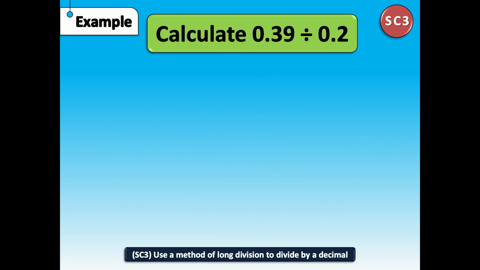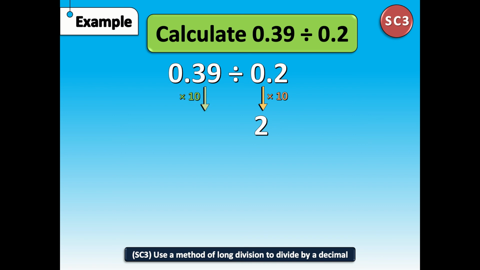Here's another example. This time I want to do 0.39 divided by 0.2. So again, I look at the number that I'm dividing by, which is 0.2, and I need to think, what can I times it by to make it a whole number? So I need to times it by 10, and that would make it 2. So if I times that number by 10, I've got to do the same thing to the first number. So that would make it 3.9. So I need to do 3.9 divided by 2.